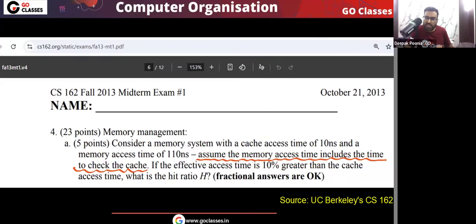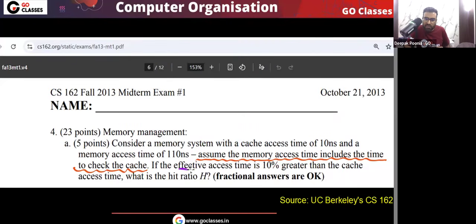But here you can notice that the question is saying that the main memory access time is 110 nanosecond, and this line is given to us: we need to assume that the main memory access time includes the time to check the cache memory. Remember, when you apply this main memory access time, you don't have to extra include the time to check the cache memory, because that is already included in it. I hope you understood this point.